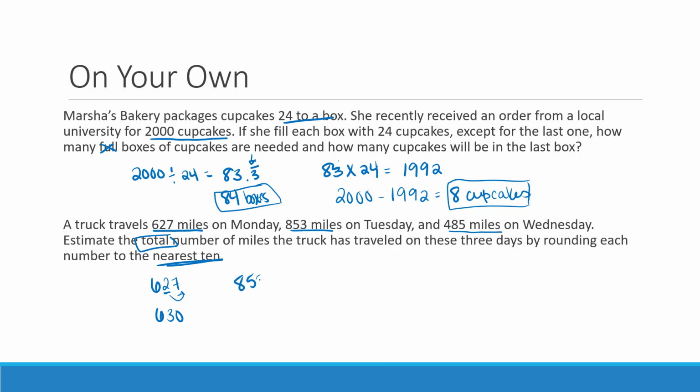This one's 853. There's the tens place. There's a 3 behind it, so this is going to stay 850. And then 485. There's a 5 behind that 8, so this is going to bump up to 490. So that word total, remember what that means? That's going to indicate that you're going to be adding those numbers together. So if we use our calculator and add all 3 numbers, we get 1,970 miles.